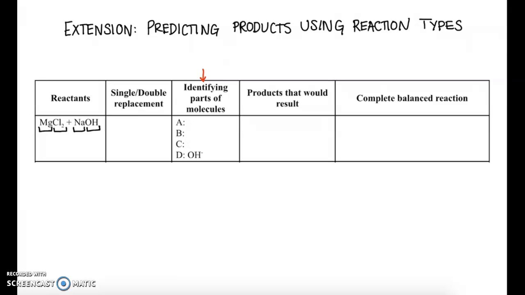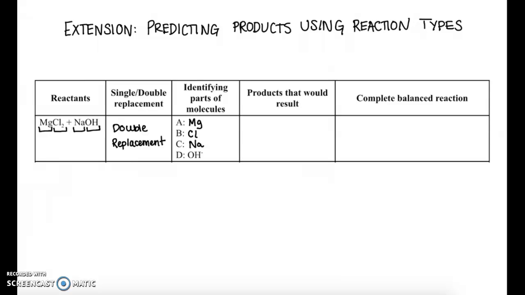So this automatically tells me that this is going to be a double replacement reaction. Single replacement would simply have 3 parts. Double replacement, you're seeing all 4 of those. So let's identify those molecules. A is the one that always comes first, B comes second, C comes third, and remember OH comes together, that comes as D. So we have A, B, C, and D.